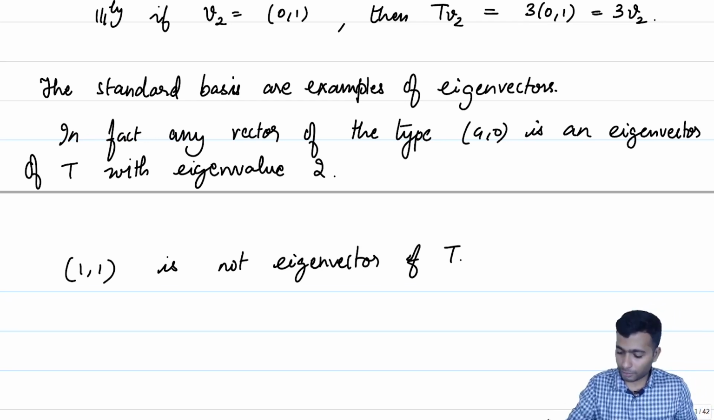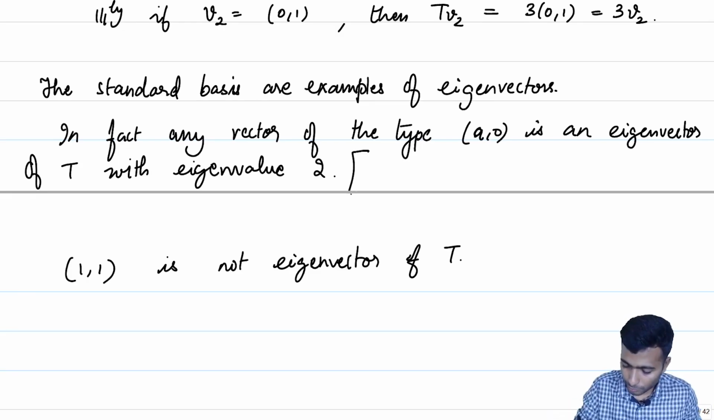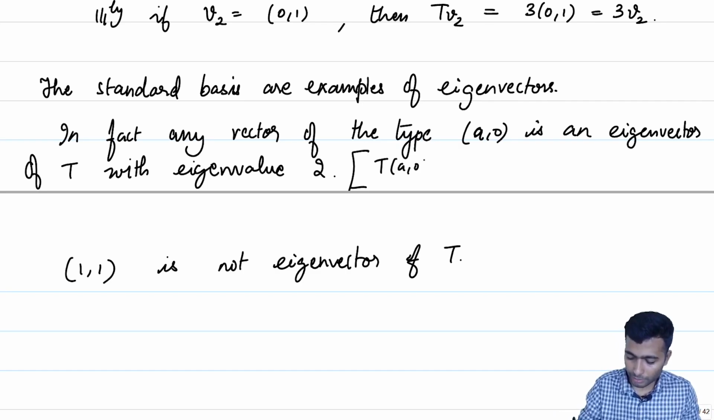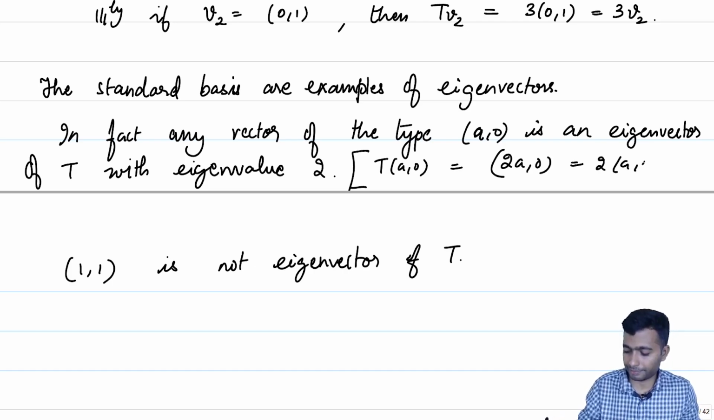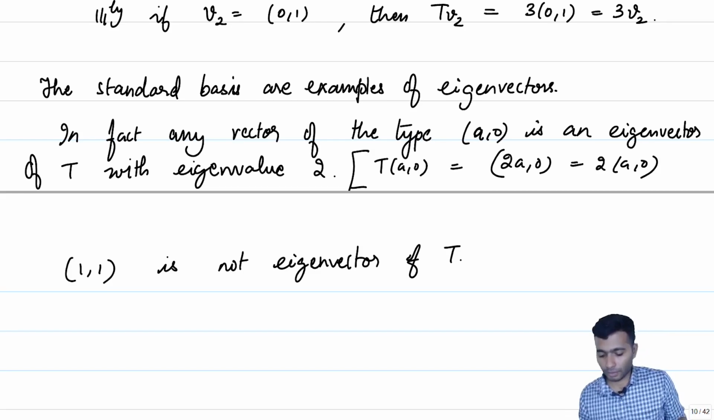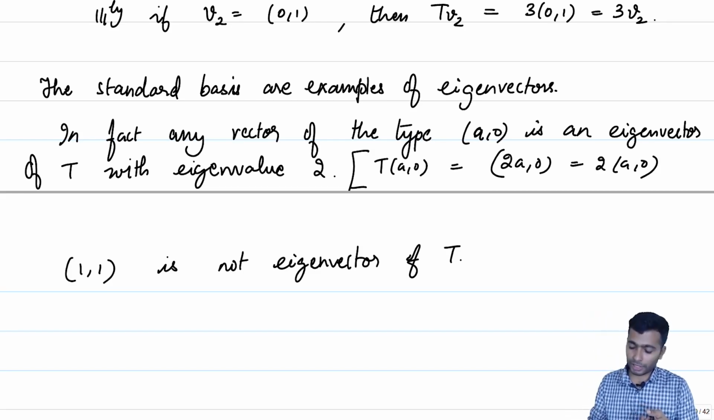So, why is (a, 0) an eigenvector? Let me just put it in square brackets why this is the case. T of (a, 0) is just (2a, 0), which is just 2 times (a, 0), that is all. And why is (1, 1) not an eigenvector? T of (1, 1) is (2 times 1, 3 times 1), so it is (2, 3), which is not a scalar multiple of (1, 1).